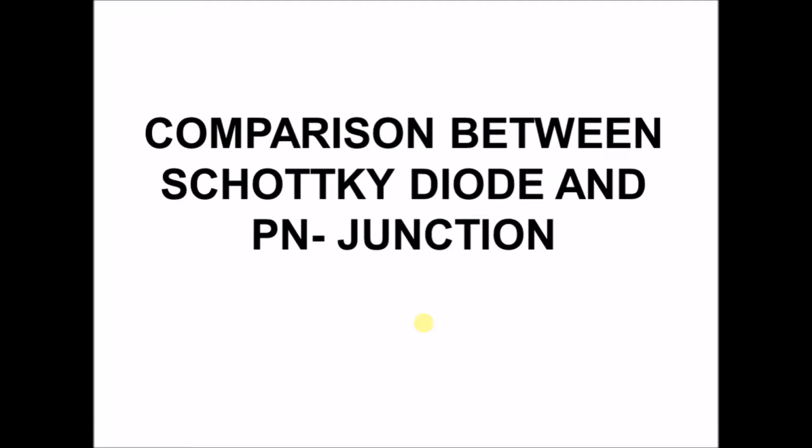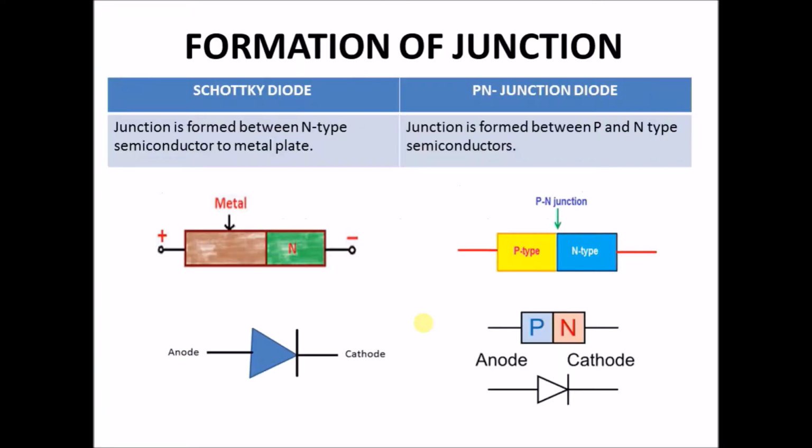Okay, next I want to talk about the comparison between Schottky diode and PN junction diode. Firstly, the formation of junction. In Schottky diode, the junction is formed between the N-type semiconductor and the metal plate. This is the picture where the N-type semiconductor is attached to the metal plate in Schottky diode. And then in PN junction diode, the junction is formed between P-type and N-type semiconductor, like the picture shown below.